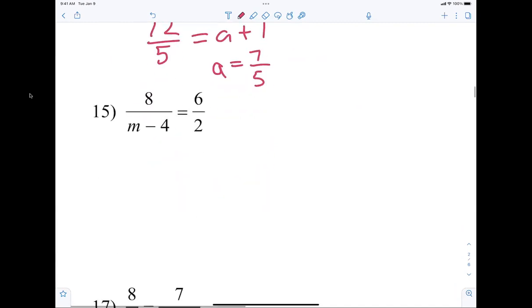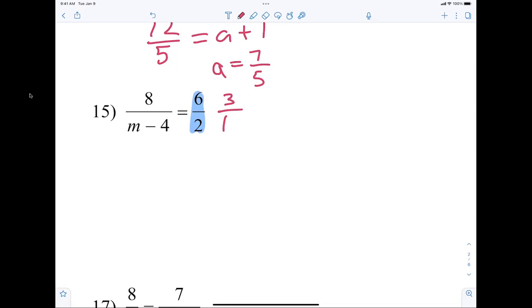All right, now 15 is really a bad problem. Why? 6 over 2 is what? 3. Yeah, this can just be made 3. Right? Oh, but it's going to multiply the 8. Yeah. Right. 3 over 8.